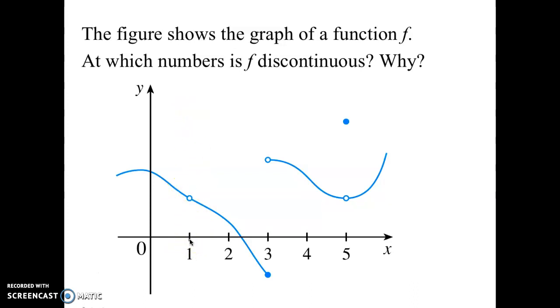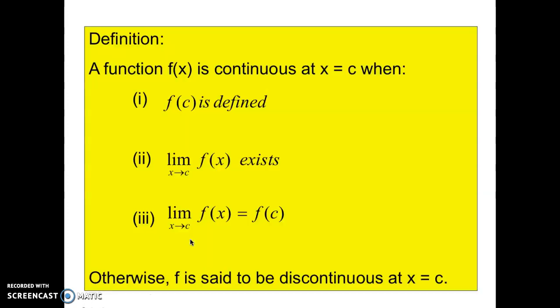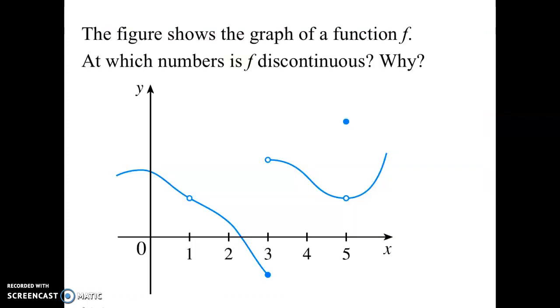F of 1 does not exist. Therefore, in my formula, part number 1 is not met. Therefore, my function must be discontinuous. In order to be continuous, all 3 of these must occur. So at x equals 1, I have no value of the function. The function is not defined at x equals 1, therefore discontinuity. What type of discontinuity do we have here? We have removable discontinuity because there's like a bullet hole in the function and there's no dot anywhere else, no jump in my range.